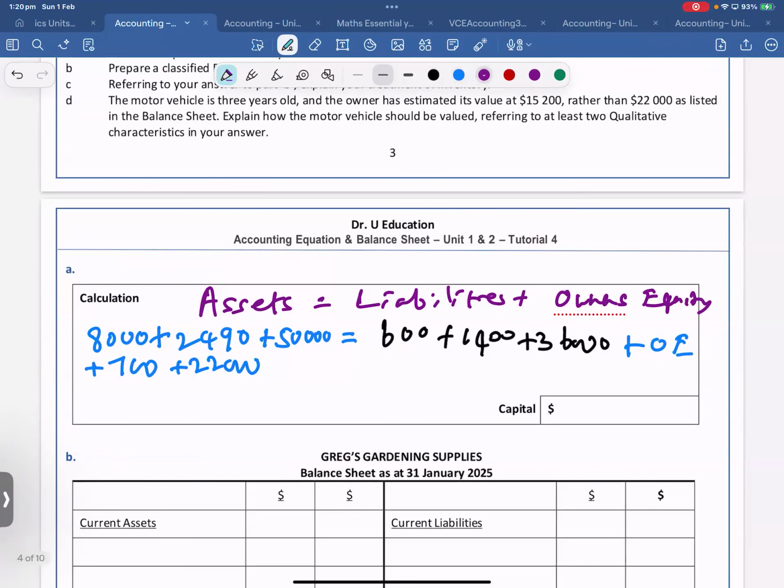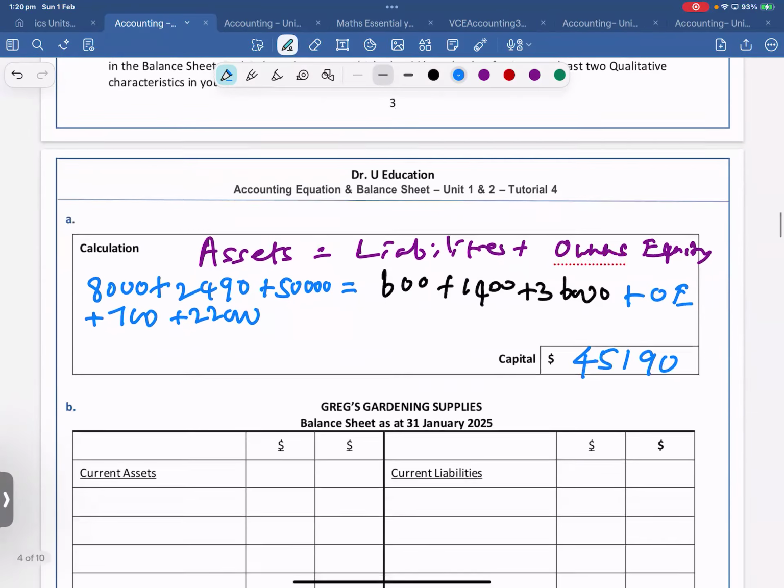You didn't do that? Then what do you do? You know how to do it, yes? So you will add all of them together. You subtract the liabilities. You'll get here 45,190. If you wanted to add all the assets, then you can add.